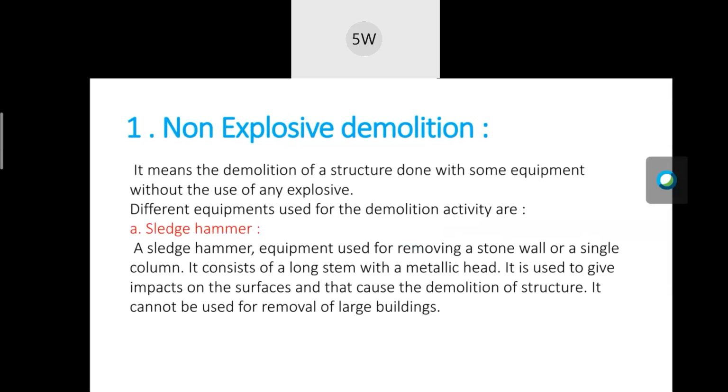Different equipment used for the demolition activity are: first one is sledgehammer. A sledgehammer is equipment used for removing a stone wall or a single column. It consists of a long stem with a metallic head. It is used to give impact on the surface and that causes the demolition of the structure. It cannot be used for removal of a large building. This is the image of sledgehammer.